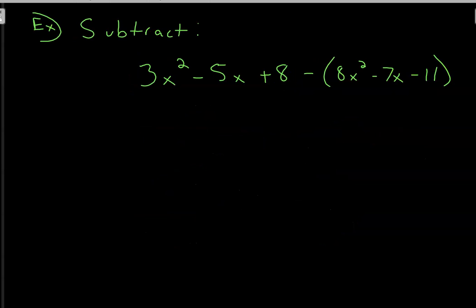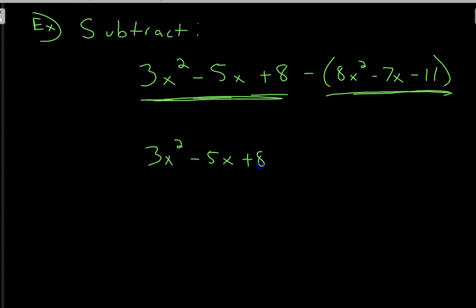Okay, so the new one. I have 3x squared, subtract 5x, subtract 8, then subtract all of this in parentheses here, right? So since that subtraction is there, basically these don't change. The first set does not change. It's still going to be 3x squared, subtract 5x, subtract 8.